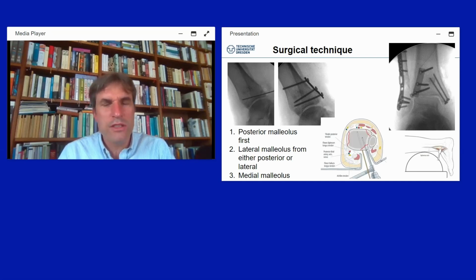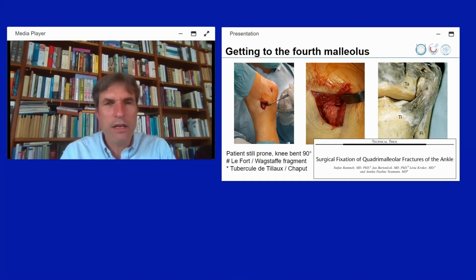So you can see the joint reduction, and typically once you do that, also the lateral malleolus already comes out to length a little bit, out of most of the displacement, and typically only needs some fine adjustment. In this case here, it was a relatively high fibular fracture, also with considerable lateral displacement. We put the plate from the lateral side, still with the patient prone, and then finally put the medial screws in also with the patient prone.